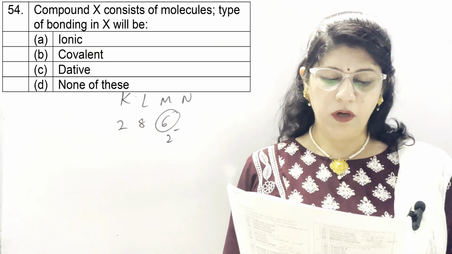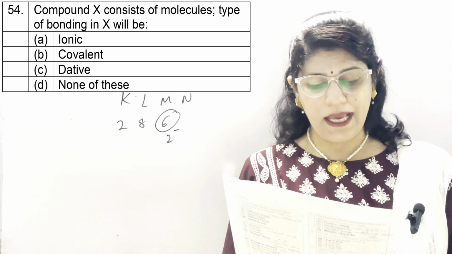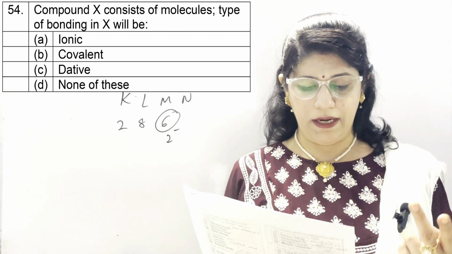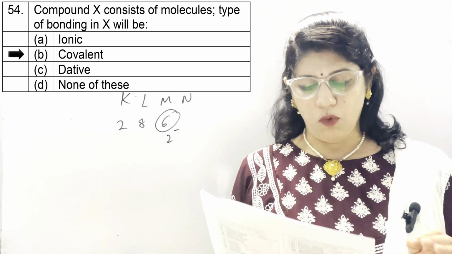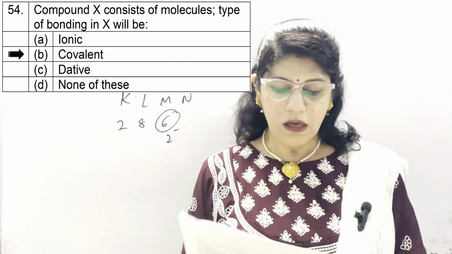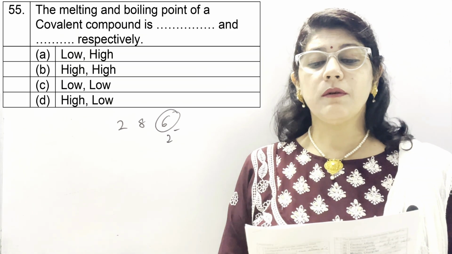Question number 54. Compound X consists of molecules. Type of bonding in X will be. Options given are ionic, covalent, dative and none of these. So correct option is covalent, because molecules are formed by mutual sharing of electrons, and covalent bond is also formed by molecules only.